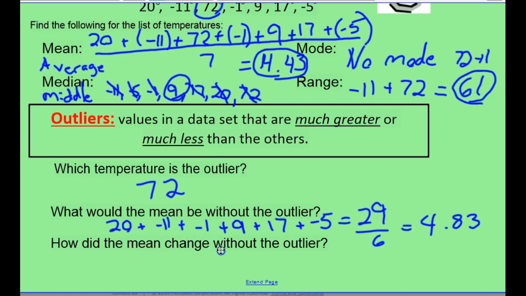Says, how did the mean change without the outlier? Well, it got a lot smaller. It went from 14.43 to 4.83. So if we have a bigger temperature or outlier, our mean is going to be greater. If we have a smaller one, our mean will be smaller.